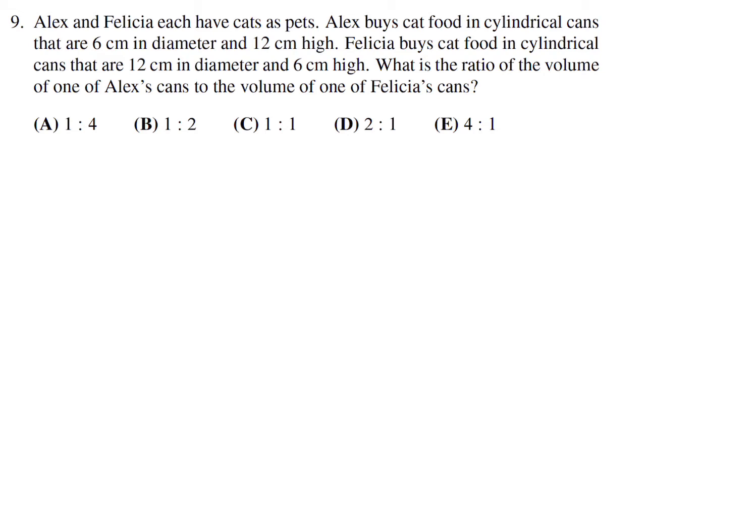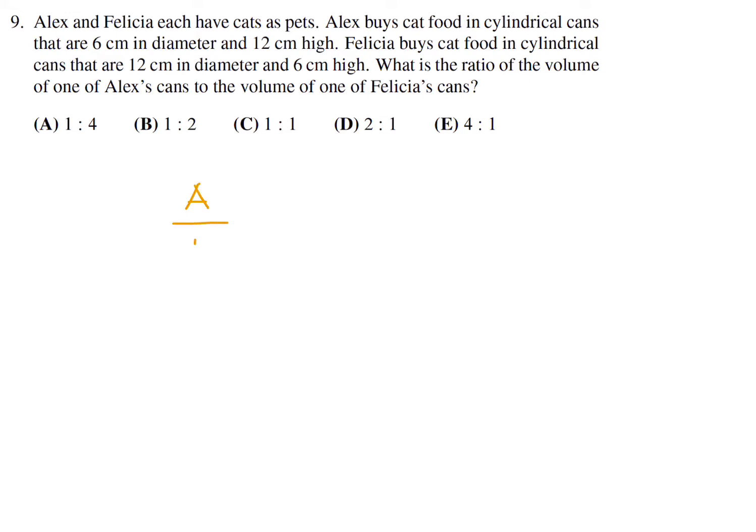Alex and Felicia each have cats as pets. Alex buys cat food in cylindrical cans that are 6 centimeters in diameter and 12 centimeters high. Felicia buys cat food in cylindrical cans that are 12 centimeters in diameter and 6 centimeters high. What is the ratio of the volume of one of Alex's cans to the volume of one of Felicia's cans?